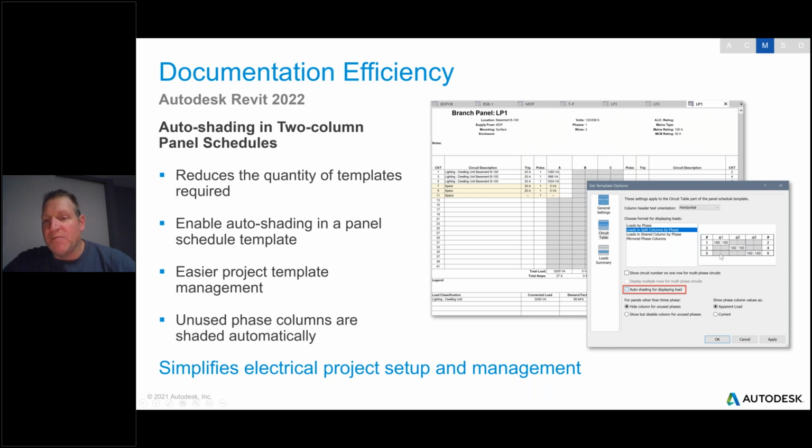You can say auto shading for displaying the load where there's no value applied. It will actually start auto shading these things in for you automatically. And if values start to apply there, then it obviously removes the shading and shows the value. Okay, so again, just helping speed up some of the efficiency of how these things look in drawing in your documentation.